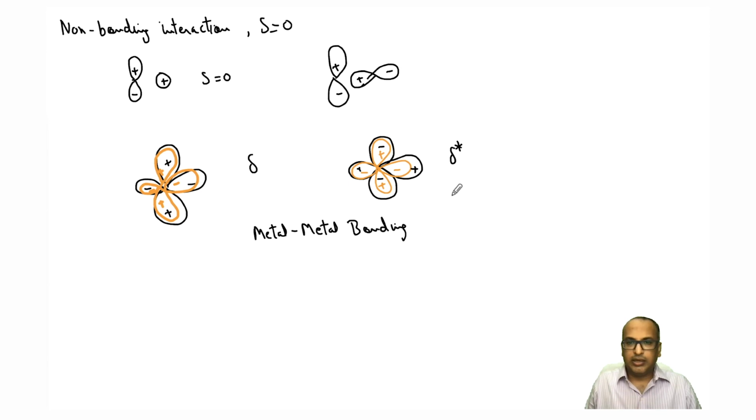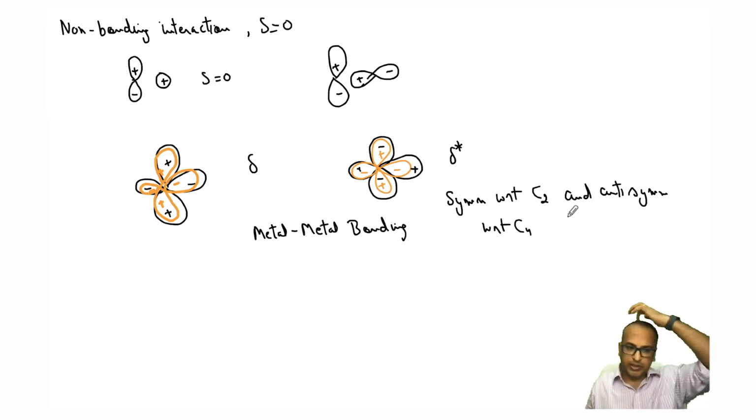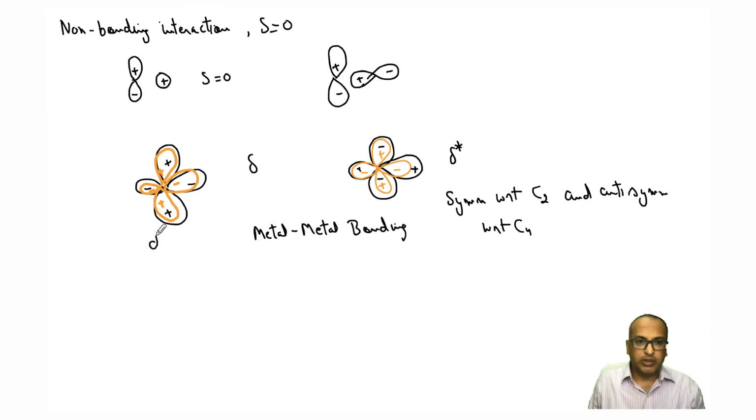So these are symmetric with respect to C2 and anti-symmetric with respect to C4. And the C2 is basically collinear with the z-axis. Z-axis is coming out of the plane of the board. So for example, this one is dx square minus y square interacting with the same thing. We can also have dxy interacting with dxy and so on.